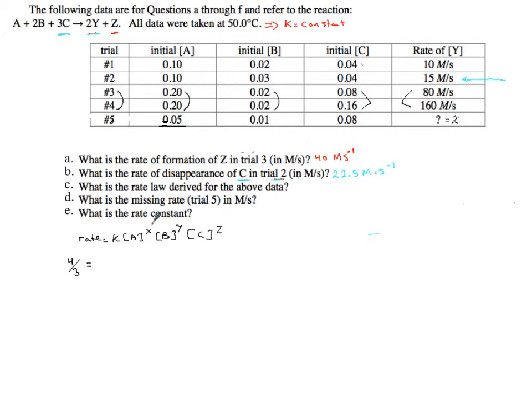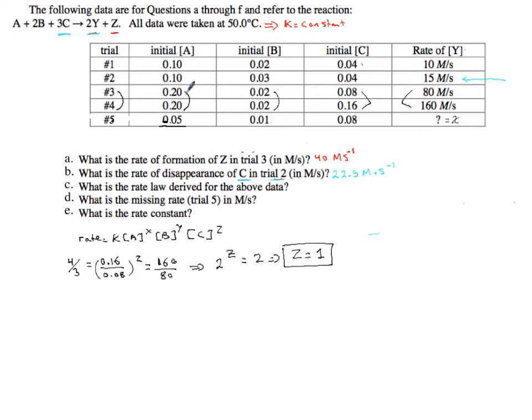And I'm going to do inspection, not the full calculation. So I have 0.16 for C divided by 0.08 raised to power Z is equal to 160 divided by 80. When we simplify, 0.16 divided by 0.08 is 2, so 2 to power Z equals 2. So we can say Z is equal to 1, first order with respect to C. Now let's go after another variable as exponent. Let's see what we can find.